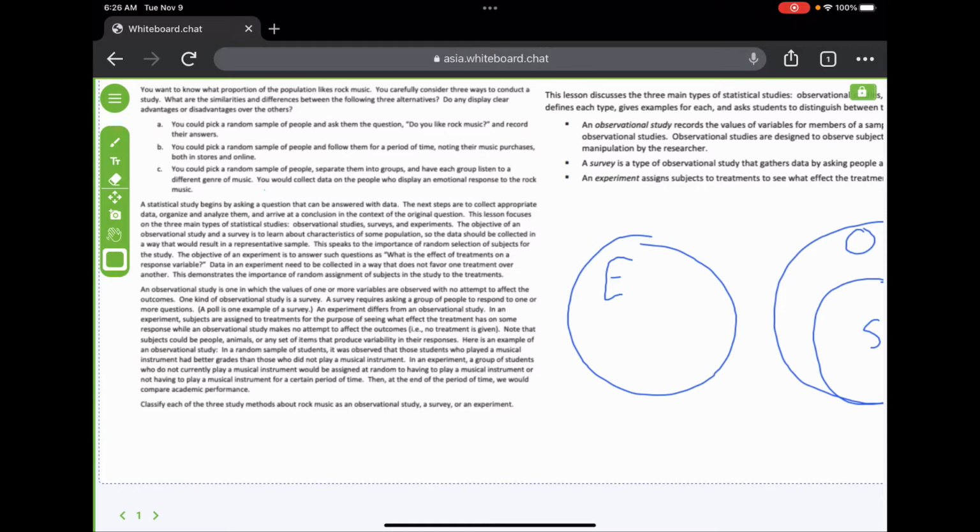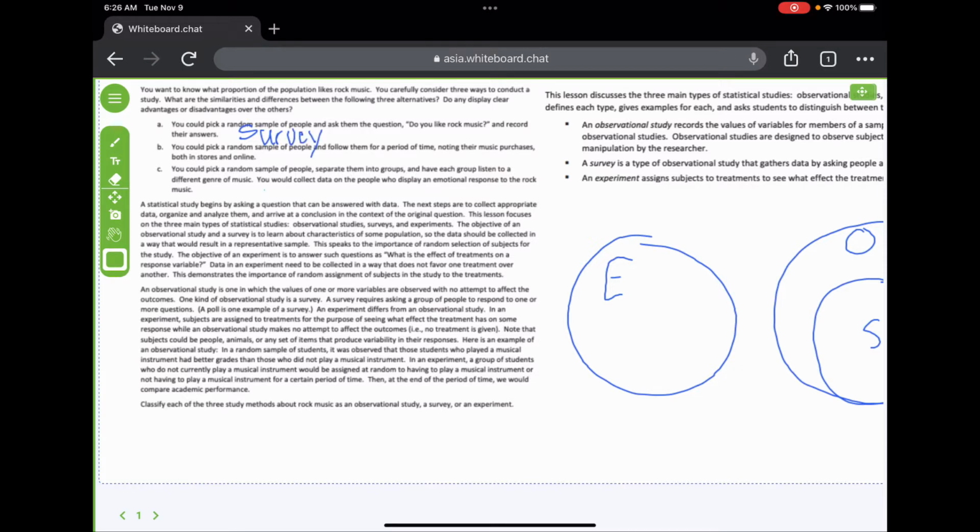Okay, so you could pick a random sample of people and ask them the question, do you like rock music, and record their answers. What kind of statistical study are you looking for here? Well, that's going to be a survey, right? You're just asking a question and seeing how they respond to it.